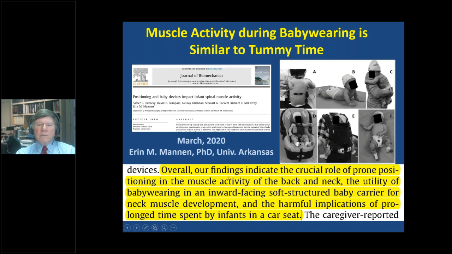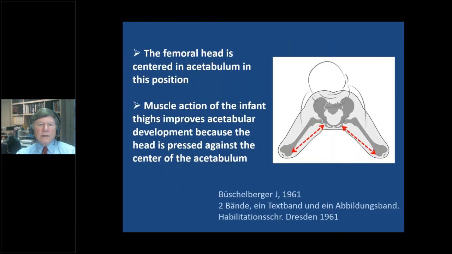What they found was, overall, our findings indicate a crucial role in prone positioning and the muscle activity of the back and neck, the utility of baby wearing in an inward-facing, soft-structured baby carrier for neck muscle development, and the harmful implications of prolonged time spent in an infant's car seat. She concluded that the muscle activity during baby wearing is very similar to tummy time, and babies love it. So we don't know if that's a substitute for tummy time, but it certainly is an attractive alternative at this stage.